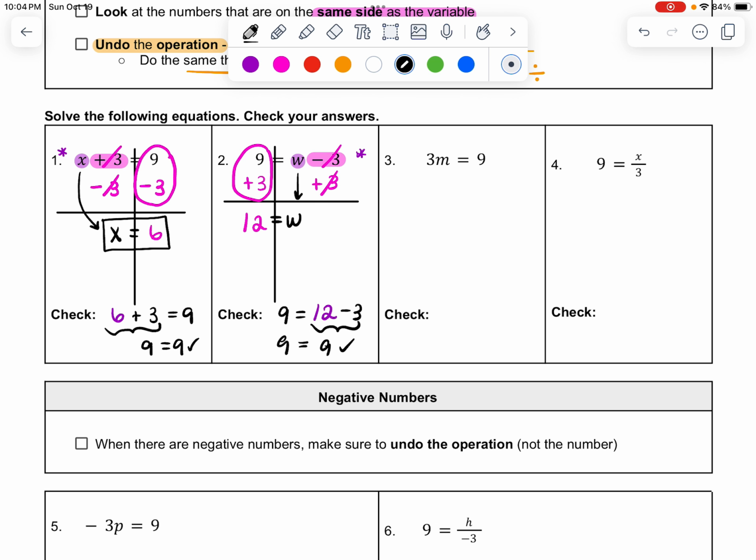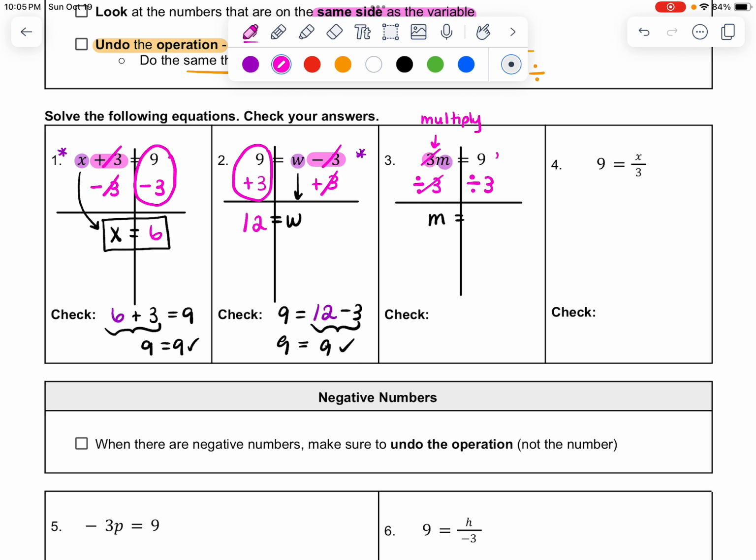For problem number 3, I'm going to start by drawing a vertical line through my equal sign. Now on the left-hand side, which is where I see my m, I can see that this 3 is right next door to it. There's no plus sign, there's no minus sign, it's just right next door. When that happens, the operation here is multiplication. So to undo multiplication, I'm going to divide by 3 on both sides. Then I'm going to draw a line to separate my steps. On the left side, the 3's cancel, and all that's left is m.